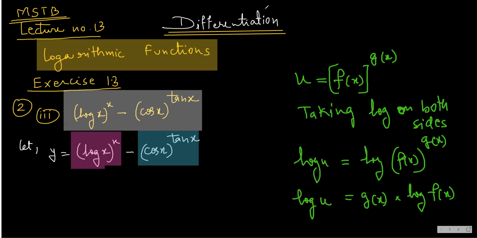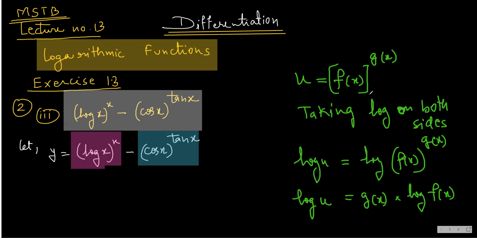Log of f of x raised to g of x: what happens is this g of x, which is in the power, will become the coefficient. You see this? So g of x will come here, and that's what you are writing. So what is the advantage of taking log on both sides?